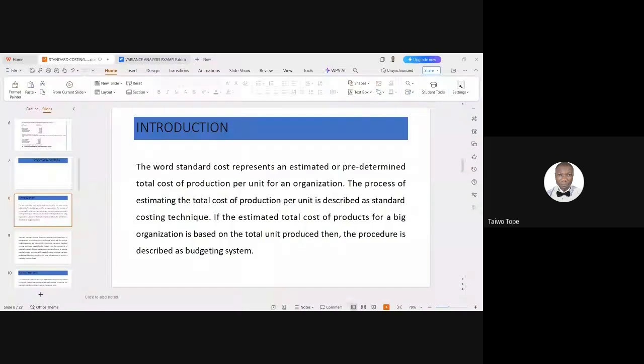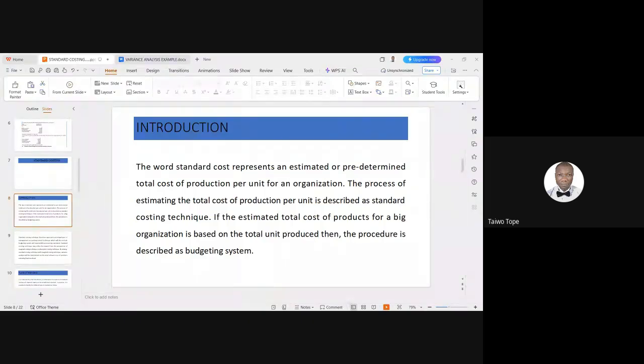For a unit produced. Now, the essence or the objective of standard cost is cost control and reduction. For cost control and reduction. Please, can you put your question on the chat box? Or if you have a comment, just put it on the chat box. For cost control and reduction, that is one of the objectives of standard costing.